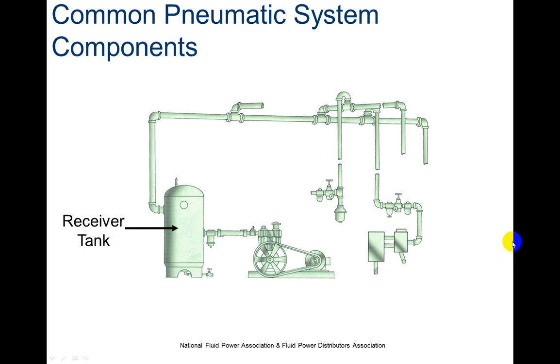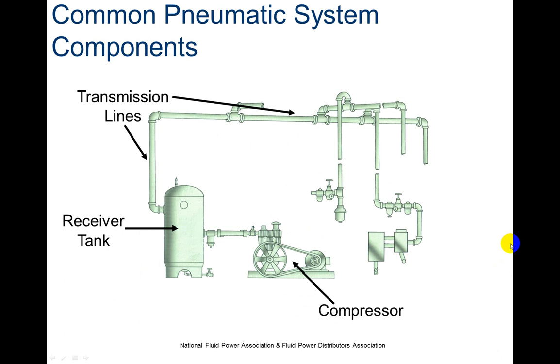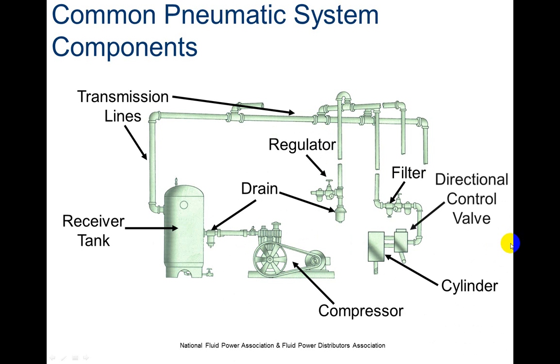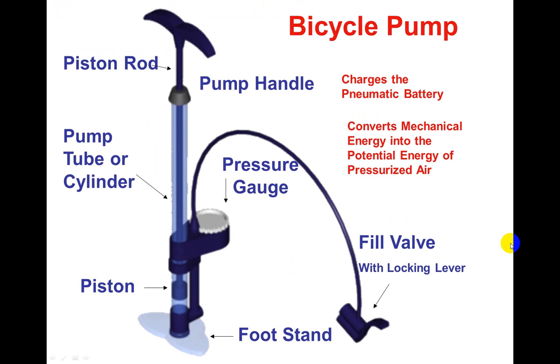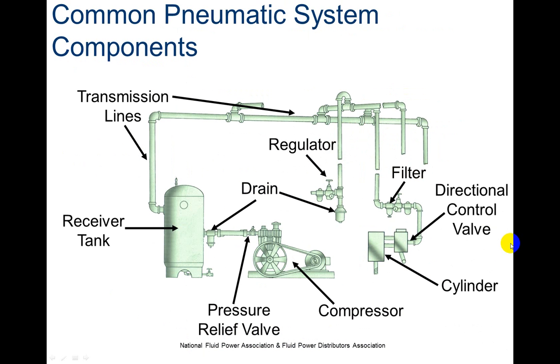Here are some common pneumatic system components. You've got a receiver tank, transmission lines, compressor. Got to compress the air somehow, right? A cylinder, filter, regulator, drains, directional control valve, pressure relief valve. Okay, so these are just some examples.